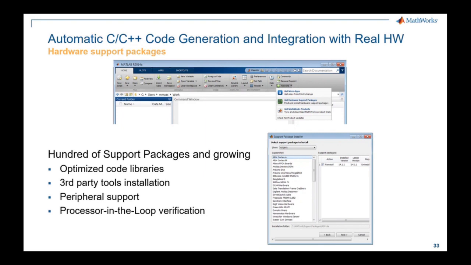And this is just a slide on hardware support packages to summarize what they can do. They can provide support for peripherals. They can provide code replacement libraries. They will also install third-party tools, like, for example, a specific compiler if you need one. And they allow you to communicate with the board to do external mode or processor-in-the-loop verification.